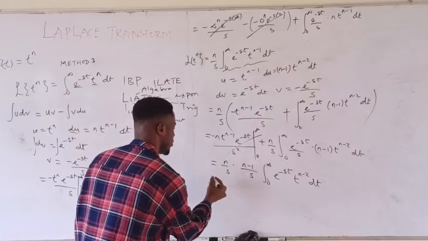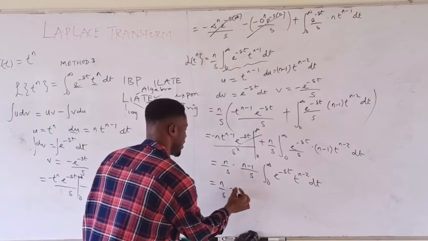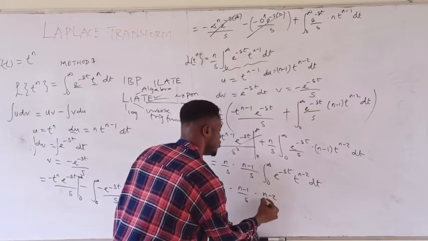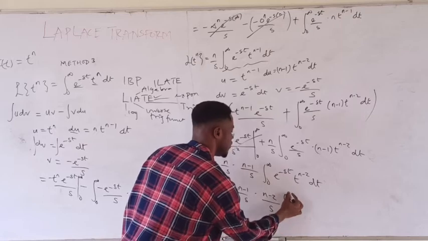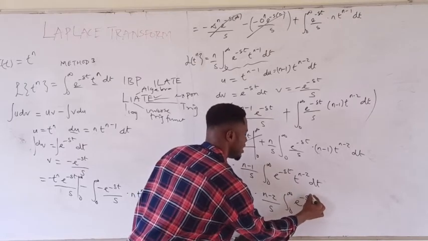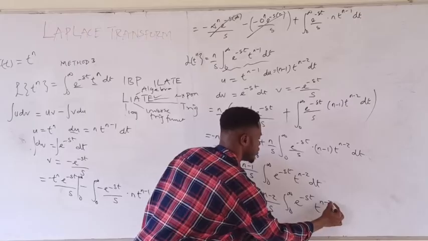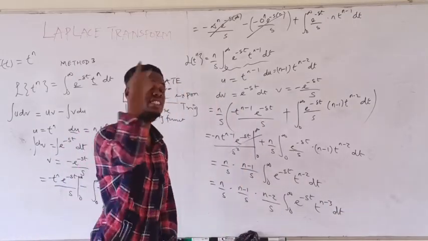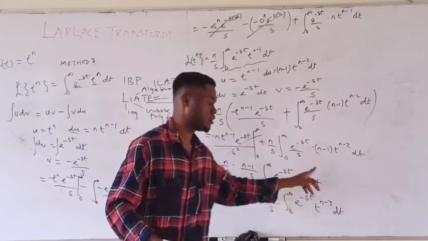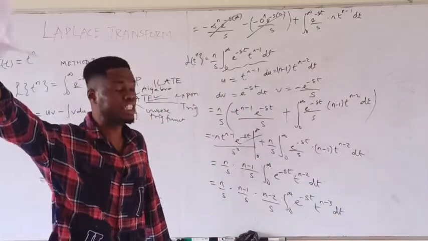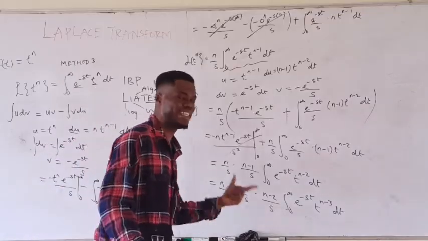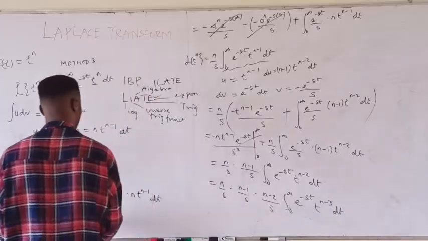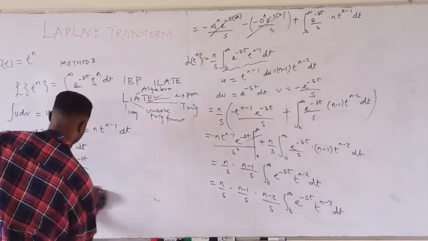I'm going to have something like n over s multiplied by n minus 1 over s multiplied by n minus 2 over s into the integral of 0 to infinity e to the power of minus st, t raised to the power of n minus 3 dt. If I integrate again, n minus 2 will come out and it will turn to n minus 4. It will keep on increasing. So having this idea at the back of our mind, let us create a recursive formula for this.